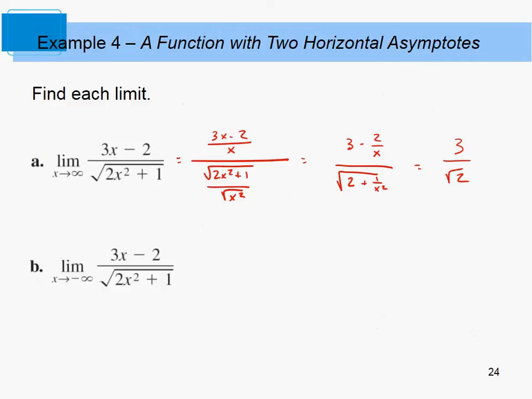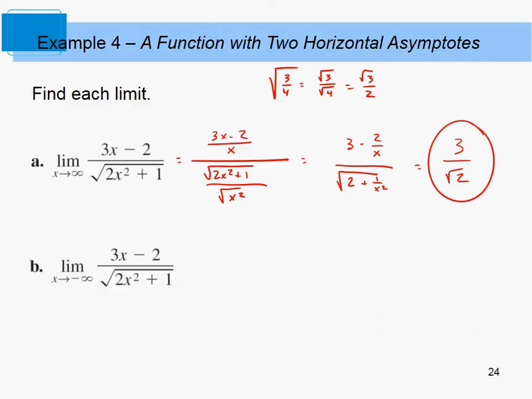If you've got two things being divided, you can just collapse it into one radical. Right? We know that the square root of 3/4 is the same as the square root of 3 over the square root of 4, which is square root of 3 over 2. So if I've got two radicals, I turn it into one big radical. X squared divided by x squared. Yes. So that's going to be our limit. So as x approaches infinity, we get 3 over root 2.